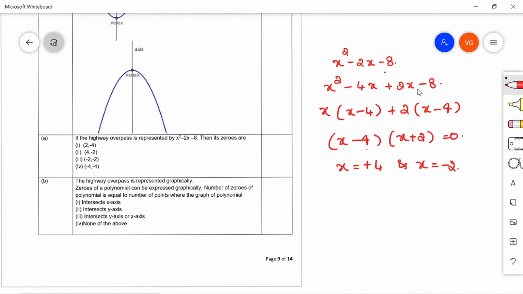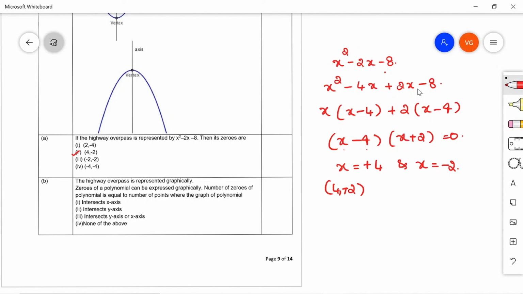So x minus 4 is equal to 0, so x is equal to 4, and x plus 2 is equal to 0, so x is equal to minus 2. So 4 comma minus 2 is the answer. Let us check it out. 2 comma minus 4, 4 comma minus 2, right? See, this is the answer. Option 2 is the correct answer for this.